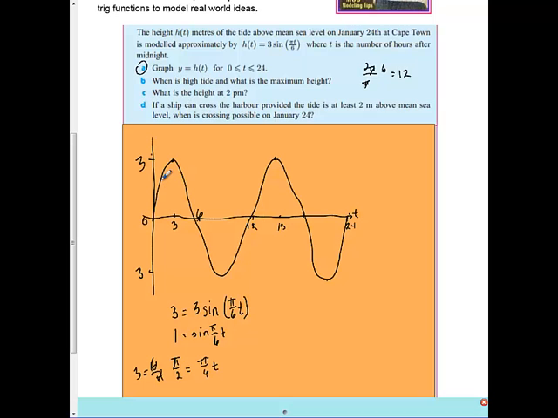What's the height at 2 p.m.? Now this is a little bit more interesting. What's the height at 2 p.m.? Well, here's 3. We're going to come up here and look at, well, it's actually not that difficult.